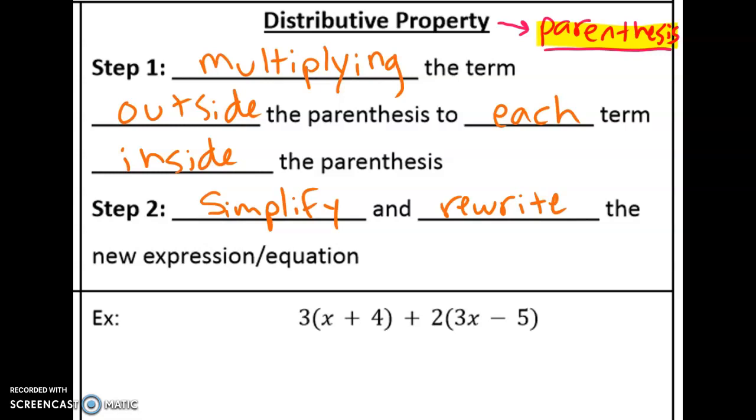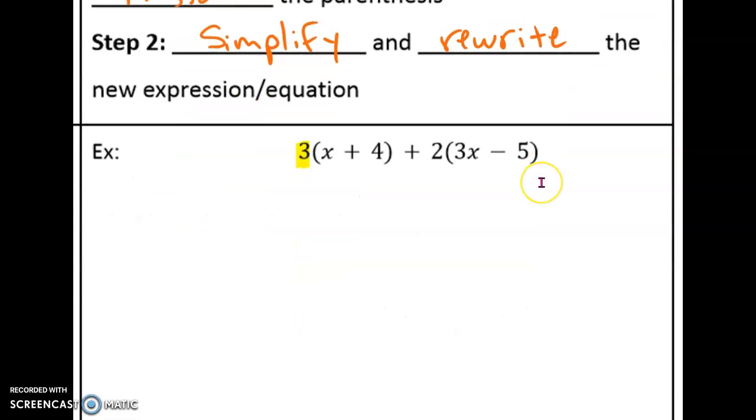So let's go ahead and look at an example. So remember, it says multiply the number on the outside. So in this case, it would be 3. This is outside of the parentheses. And we're multiplying it to each term. Each term, not just one term. I'm not just multiplying that 3 to the x. I'm also multiplying it to the 4. So a good way to show that is by using little arrows. We're going to multiply 3 times x, which is 3x. Don't forget your plus sign that's there. And then 3 also has to get multiplied by 4, and 3 times 4 is 12.